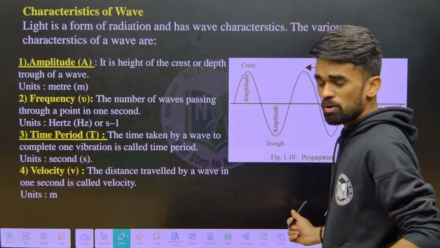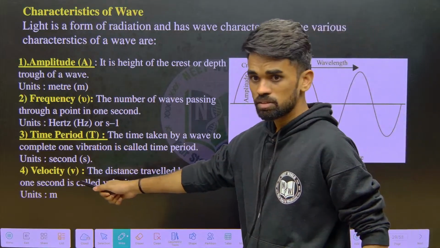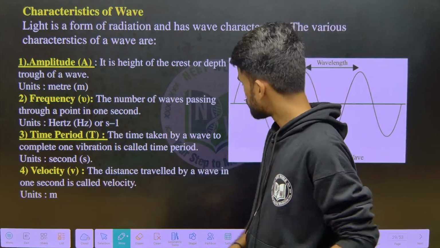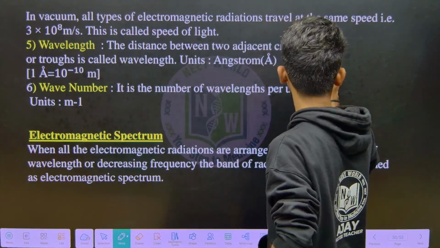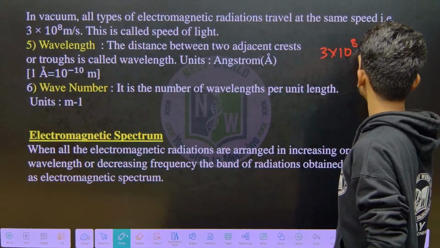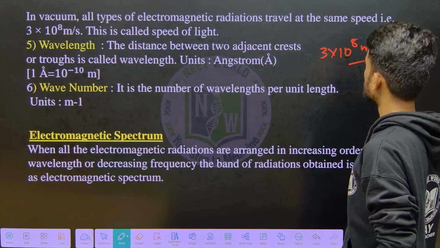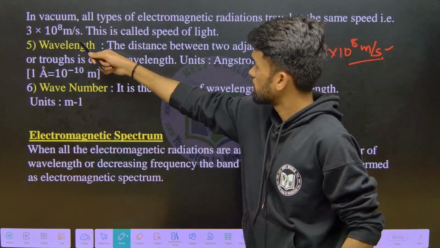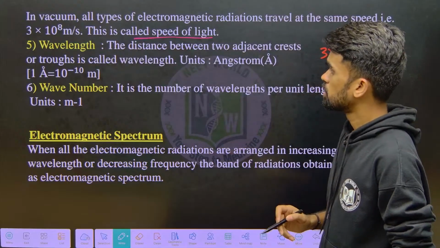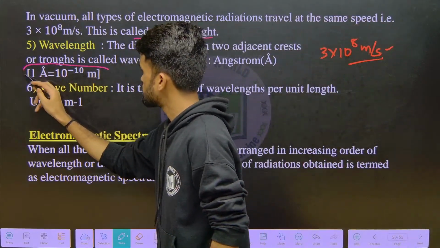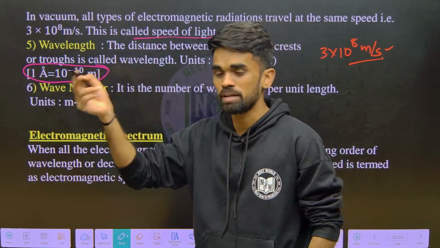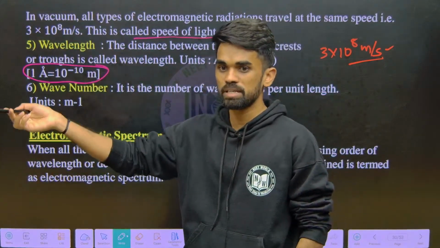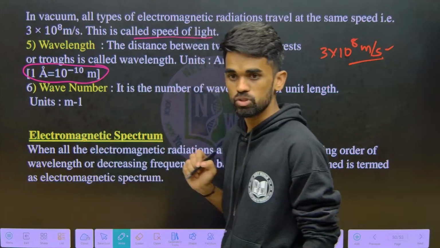Now C that we have written is nothing but the velocity or speed of light. What is the speed of light? 3 × 10^8 meter per second. Also, basic relations like angstrom to meters, angstrom to nanometer, nanometer to centimeter are important things you should focus on.